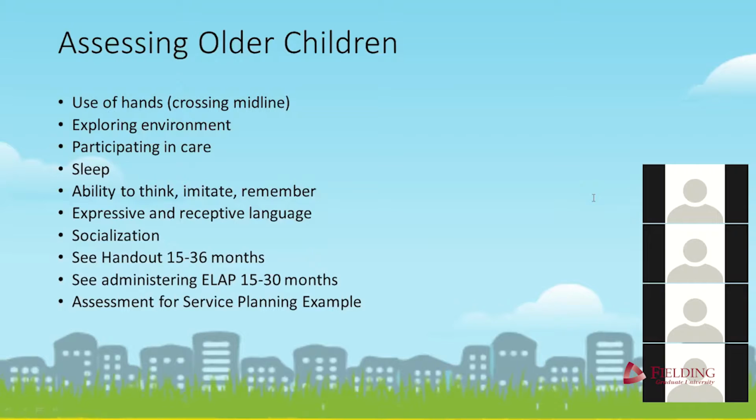Assessing older kids, we're looking at their use of hands. We want to make sure that they're crossing midline. We know that doing tasks like that is very important. It tells us a lot about their brain development. We want to see how they're exploring their environment, how they're walking and running. If they're walking already and running around, do they fall frequently? How are they participating in their care? That's a lot of that independence. As kids get older, we want them to become a little bit more independent, but they also want to become independent. So how are they showing us that?